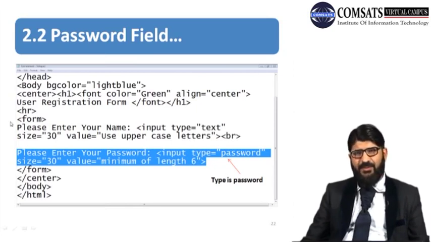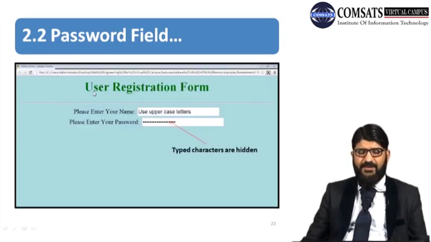Now see what will be the output of this particular code. User Registration Form, the heading is given, then the first input, please enter your name, use uppercase letter. Now the second field that we have just discussed, please enter your password, at least minimum 6 characters. These are more than 6 characters, and when the characters are typed, they are shown in the form of filled circles. They are masked basically.